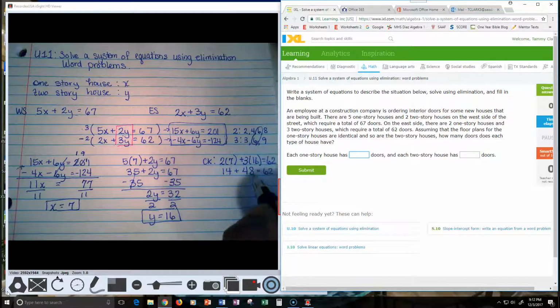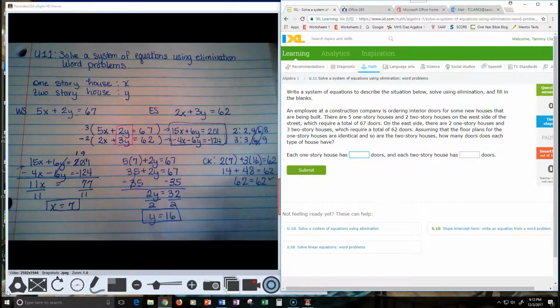14 plus 48, let's see, 10 of that would be 58. Add 4 more, that would be 62. And 62 does equal 62. So we can write our ordered pair as 7, well, that's ugly, isn't it? 7, 16.